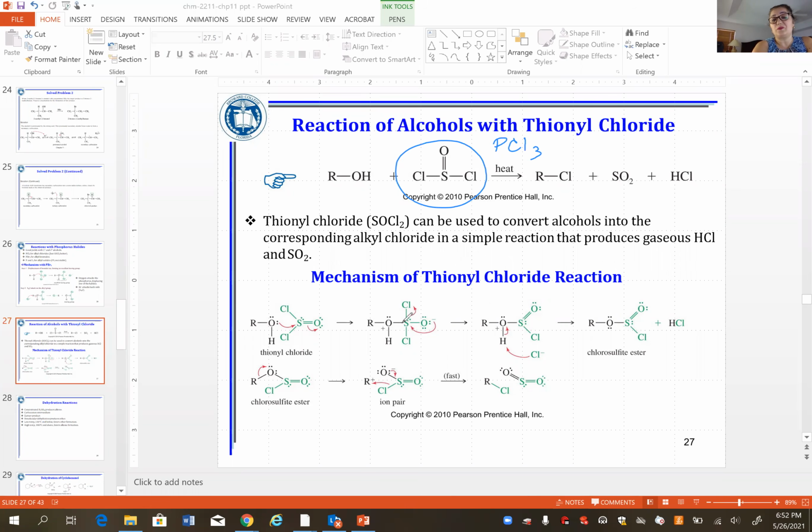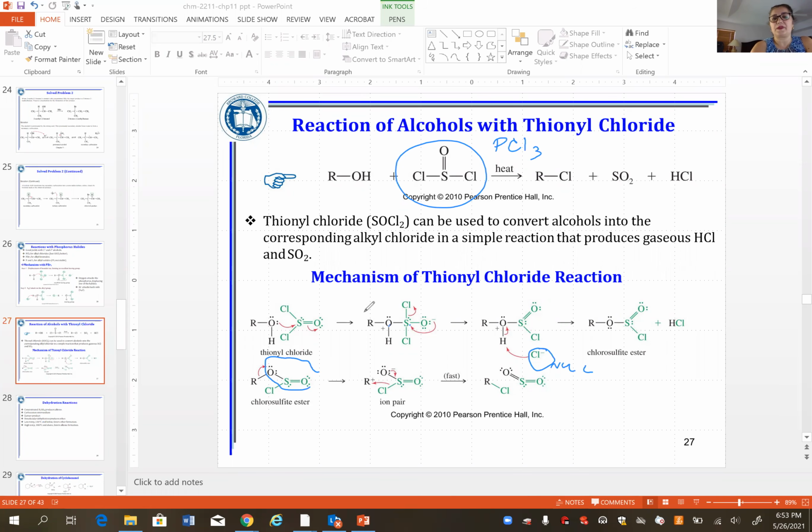You would see this bond forming between the oxygen and the sulfur. One of the chlorines is going to leave, and that's going to provide you the nucleophile. The leaving group that was a bad leaving group, OH, now is a complex and is going to be a better leaving group. So you do have a good leaving group that is going to leave here. It's going to leave, and Cl is going to replace it.